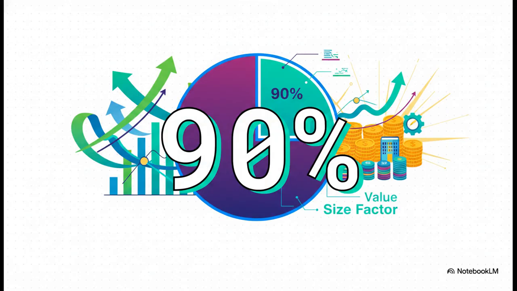And here is the absolute kicker. When you rely solely on standard CAPM, you can explain maybe 70% of a diversified portfolio's returns, but by adding these size and value factors, the Fama French 3-factor model can explain up to a staggering 90% of those returns. That's huge. It just completely crushes CAPM when it comes to explanatory power.